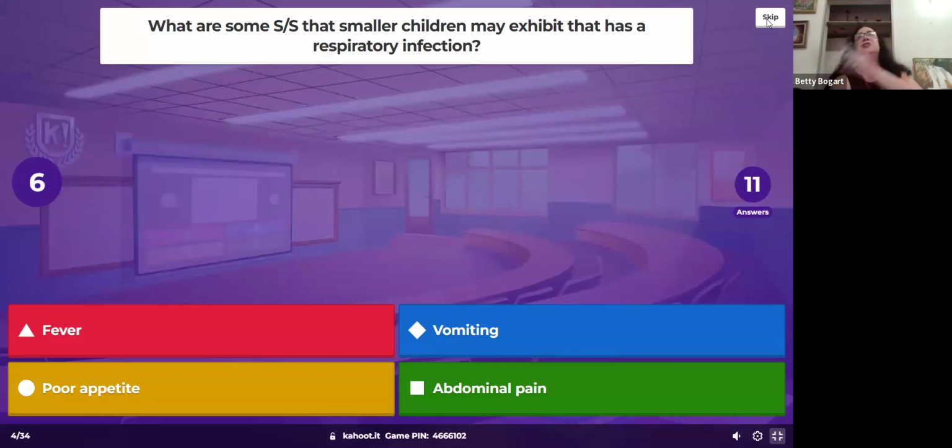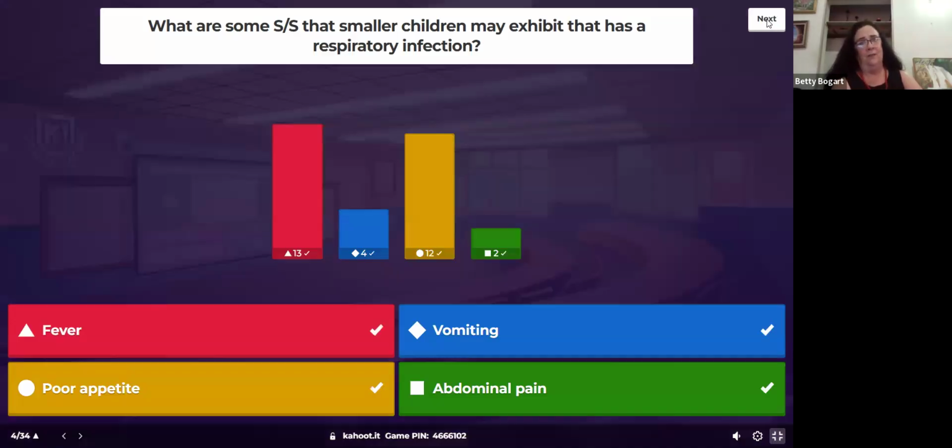You could take this and say, if a child isn't feeling well, what are some signs and symptoms that you would see? If they have a fever, they don't feel well, they're going to be sitting in the corner, they're not going to eat. If they're not eating, they might vomit and their tummy might hurt. So, how are you going to treat this? Treat the fever and everything else will work, right?